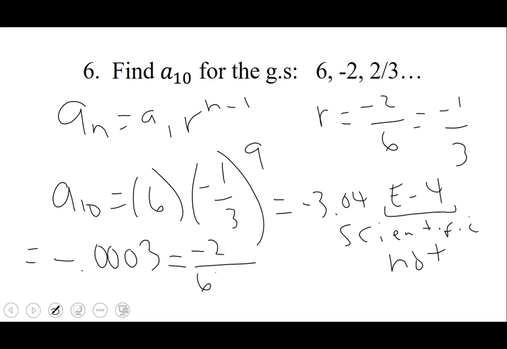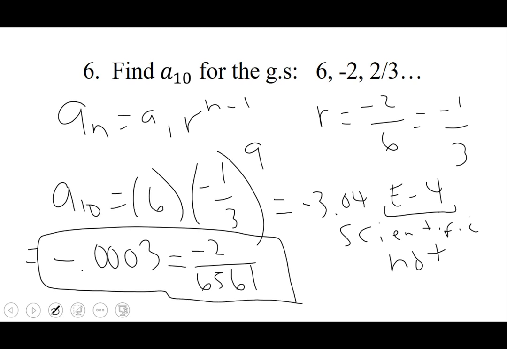you get -2 over 6561. That's a very small number. Again, the previous example got very large. This one gets very small. So I would take either of those two answers, but I will not take this thing with the -4. If you're going to use the decimal, you have to make sure that you're able to convert it to -0.0003. Otherwise, just tell your calculator to leave it as a fraction.